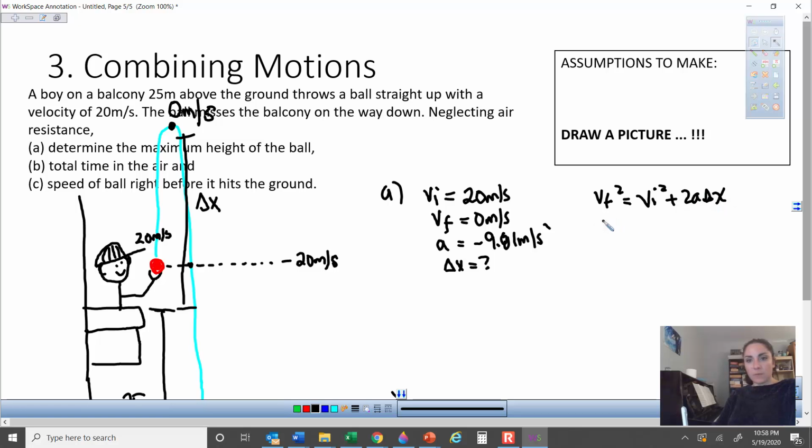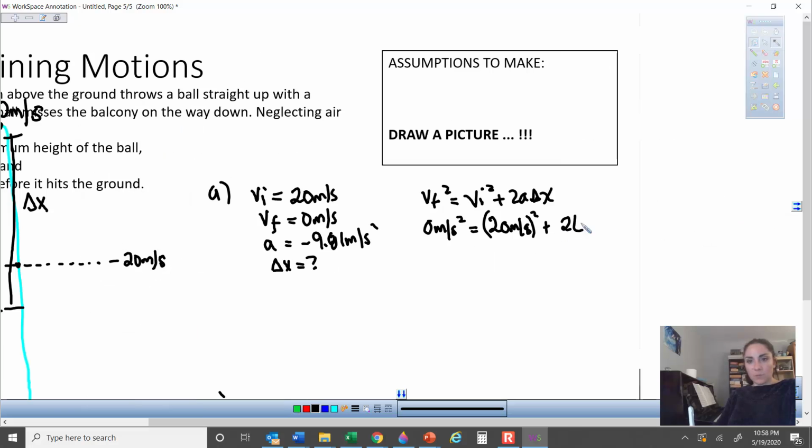So then we have the final velocity is 0. The initial velocity is 20 meters per second, so that's going to be really fun. Plus 2, negative 9.81, delta x.